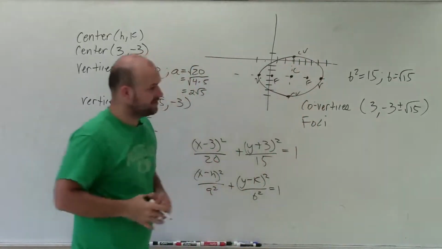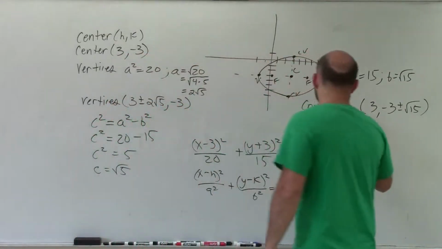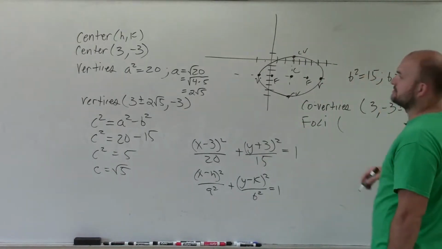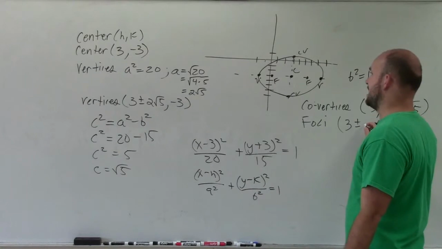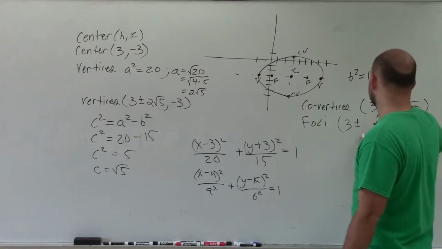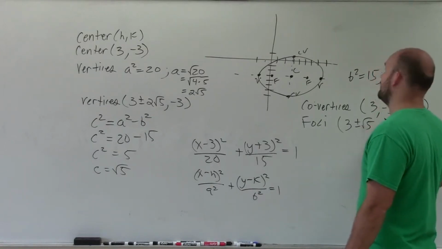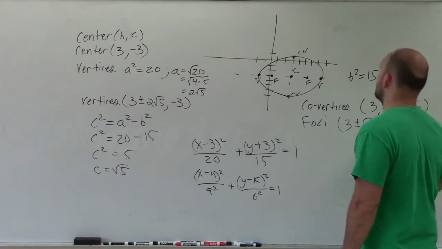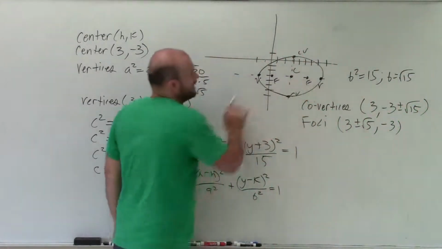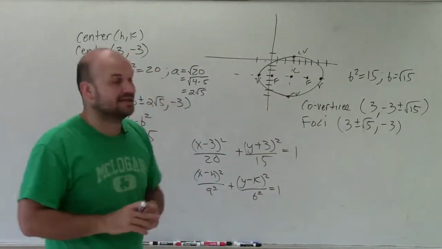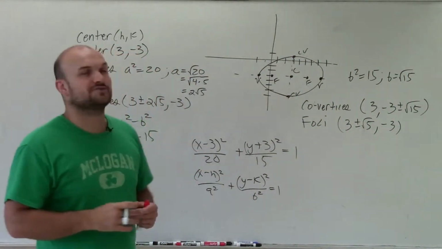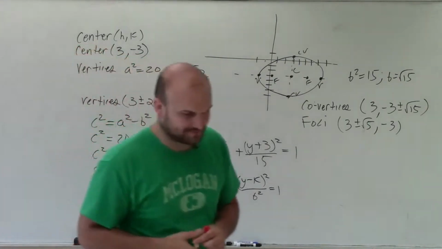There we go. There's my lovely equation of my ellipse. And then to write the exact values of my foci, I'm just going to take the x-coordinate of my center, which is 3, and add and subtract the square root of 5, which cannot be simplified. And you notice that it also has the same y-coordinate as the center and the vertices. So there you go, ladies and gentlemen. That is how you write an ellipse in standard form, as well as graph the ellipse. Thanks.